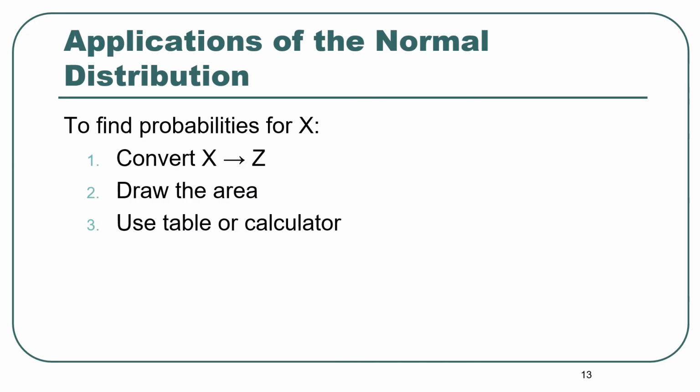Now let's connect these scores to real-world probabilities. To find the probability that X falls in a certain interval, we would draw the area, convert x to z using the z-score formula, which is z equal to x minus mean over sigma, and then use a table or calculator to find the area.